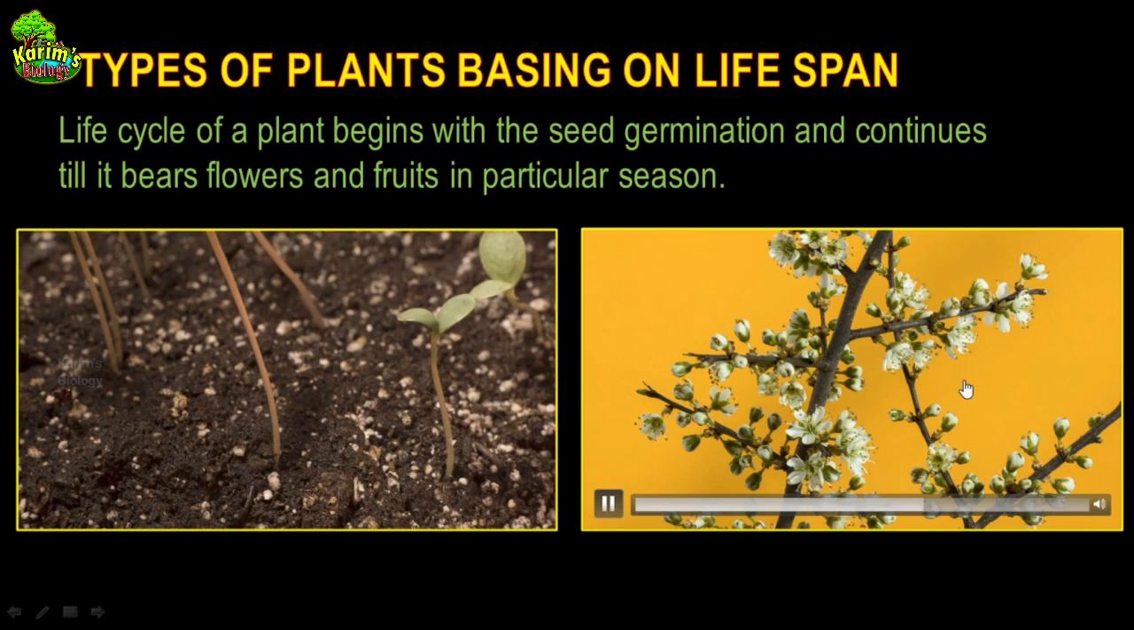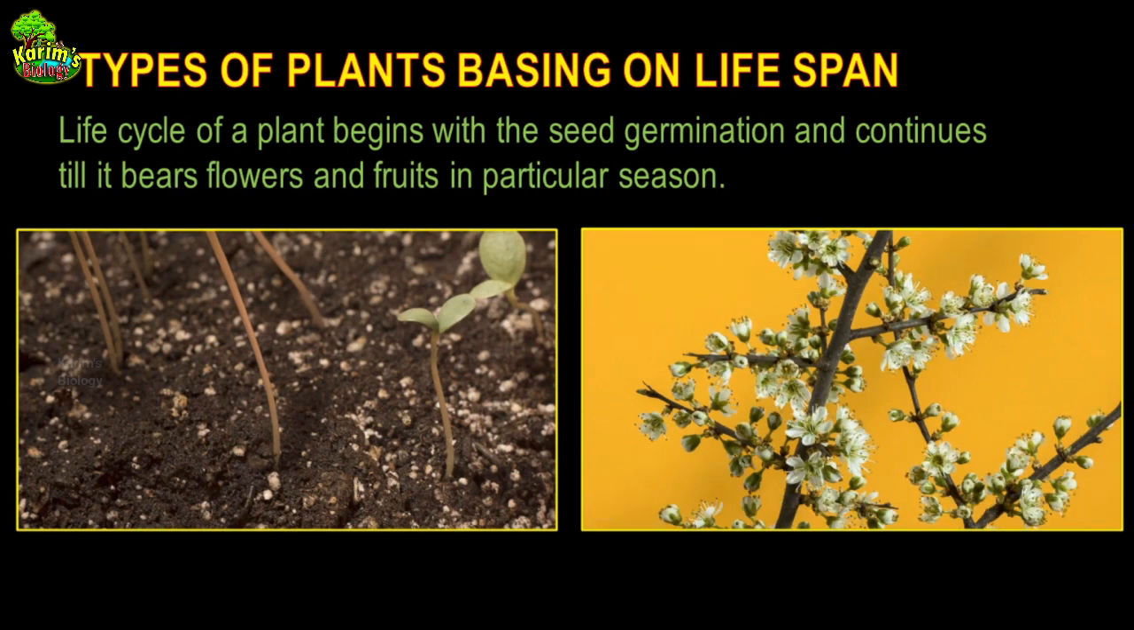After pollination in the flower, what happens? After pollination, seed formation takes place. Again, the seeds will be dispersed. When the seeds are sown in the soil, they produce new plants. So this is the common or general life cycle in plants.